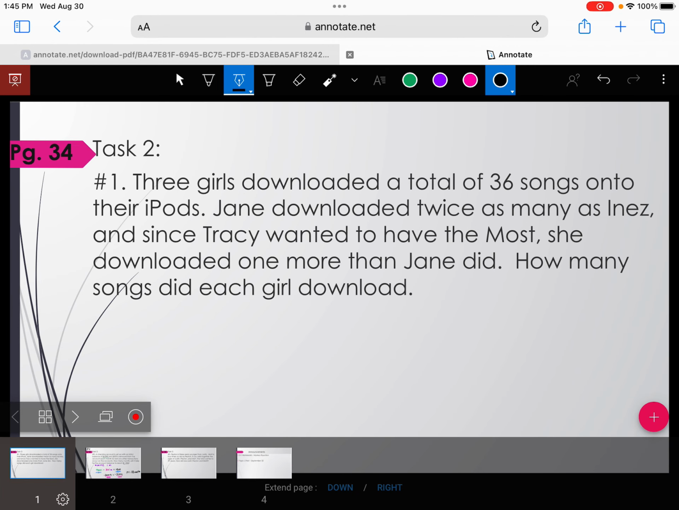Number 1. We've got 3 girls downloaded a total of 36 songs onto their iPods. Yes, dated reference. It's okay. Just vibe with it. Jane downloaded twice as many as Inez. And since Tracy wanted to have the most, she downloaded 1 more than Jane did because Tracy's a little extra.